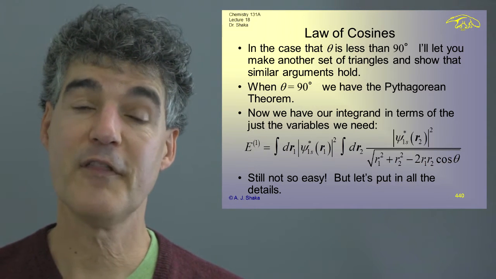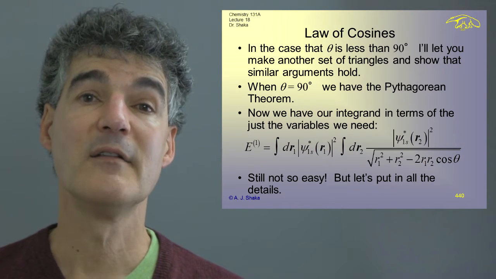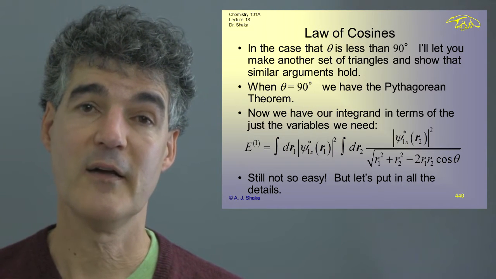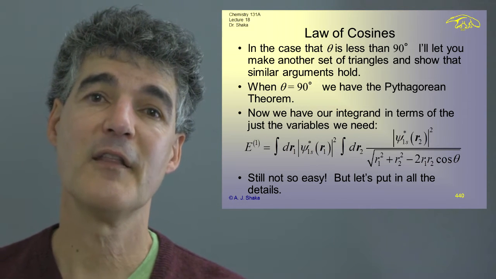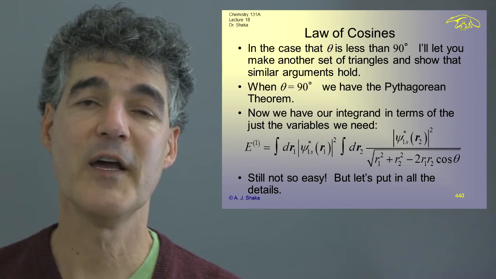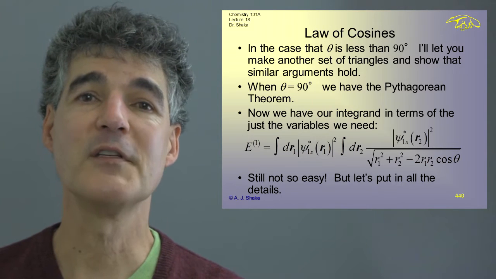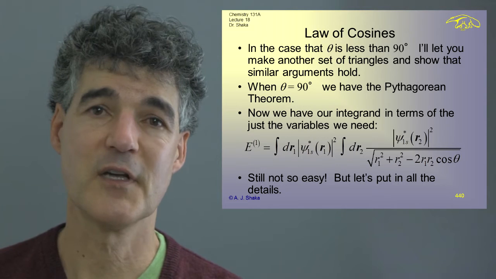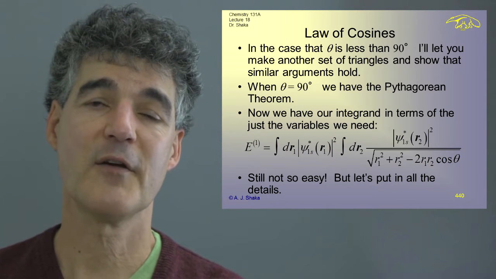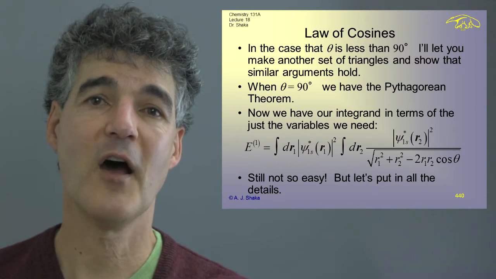And of course, if theta is equal to 90 degrees, so that it's just a right triangle, then the cosine of theta is 0, and that goes away very conveniently, and then we just have the Pythagorean theorem. So the law of cosines is just a generalization of the Pythagorean theorem for the case where it's not exactly a right triangle.